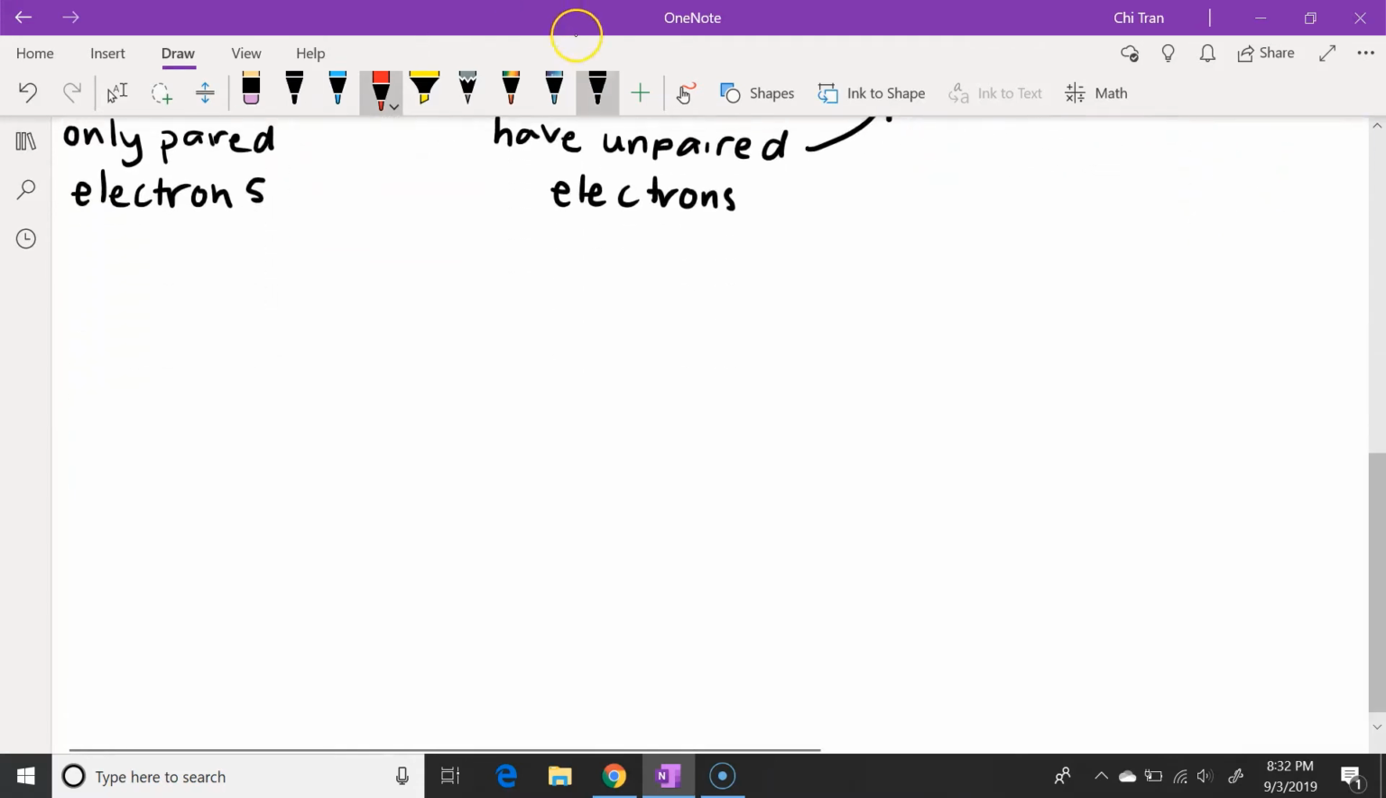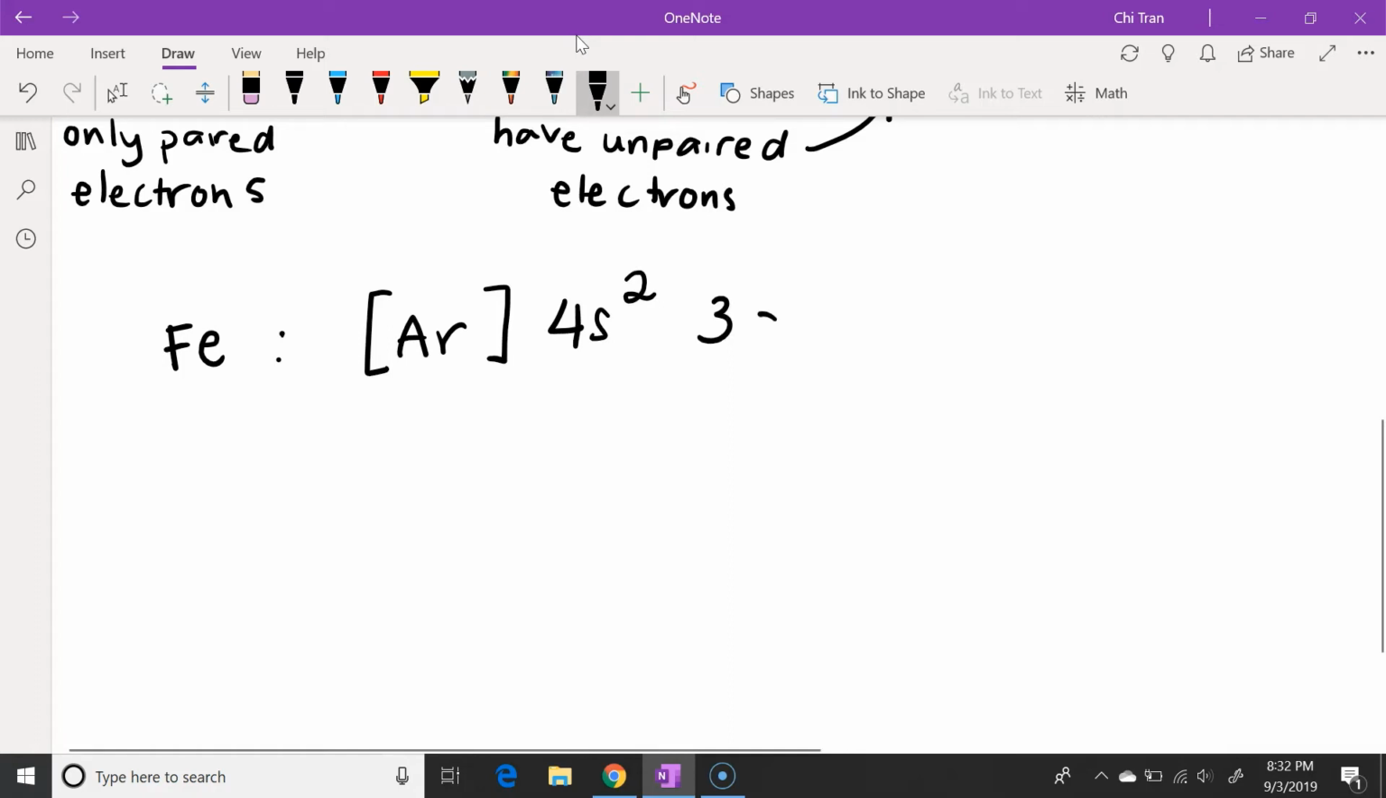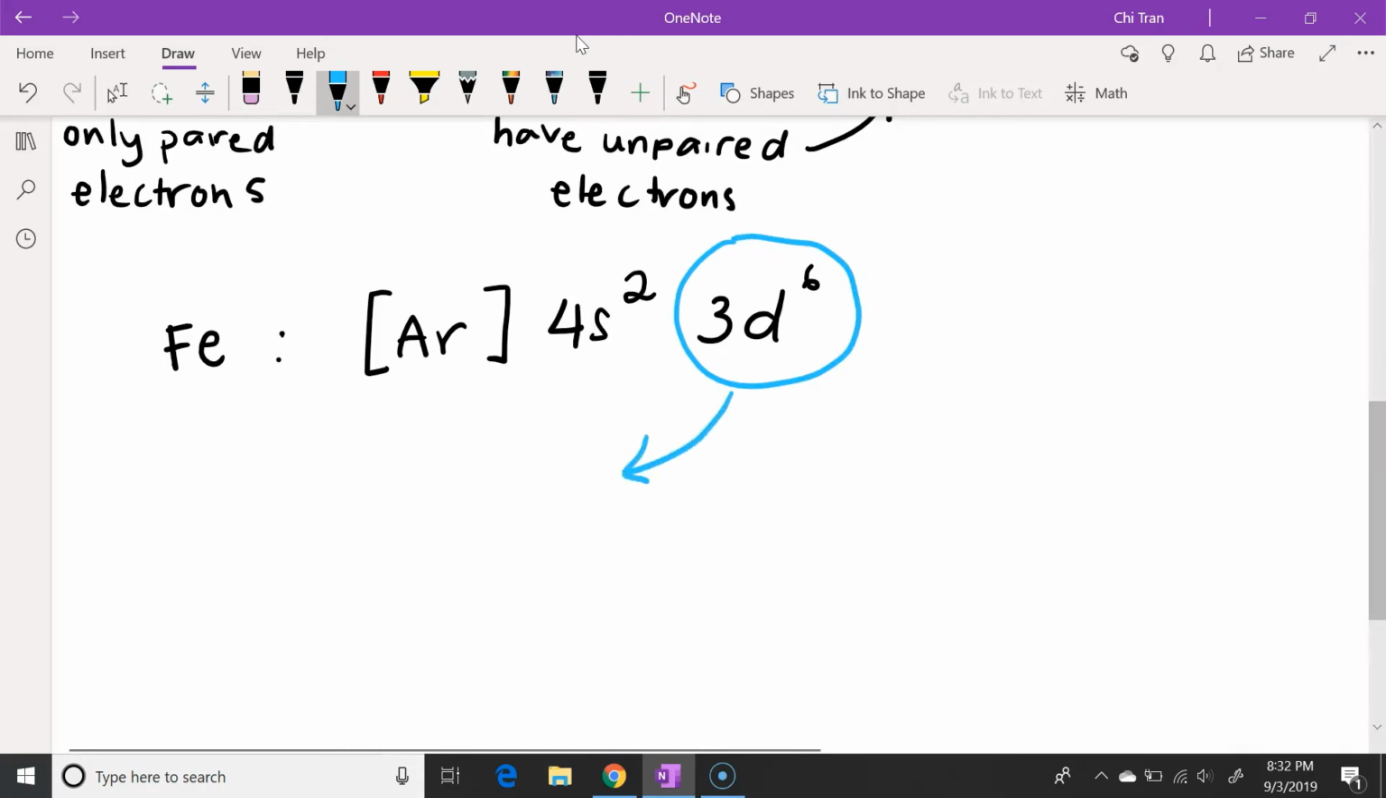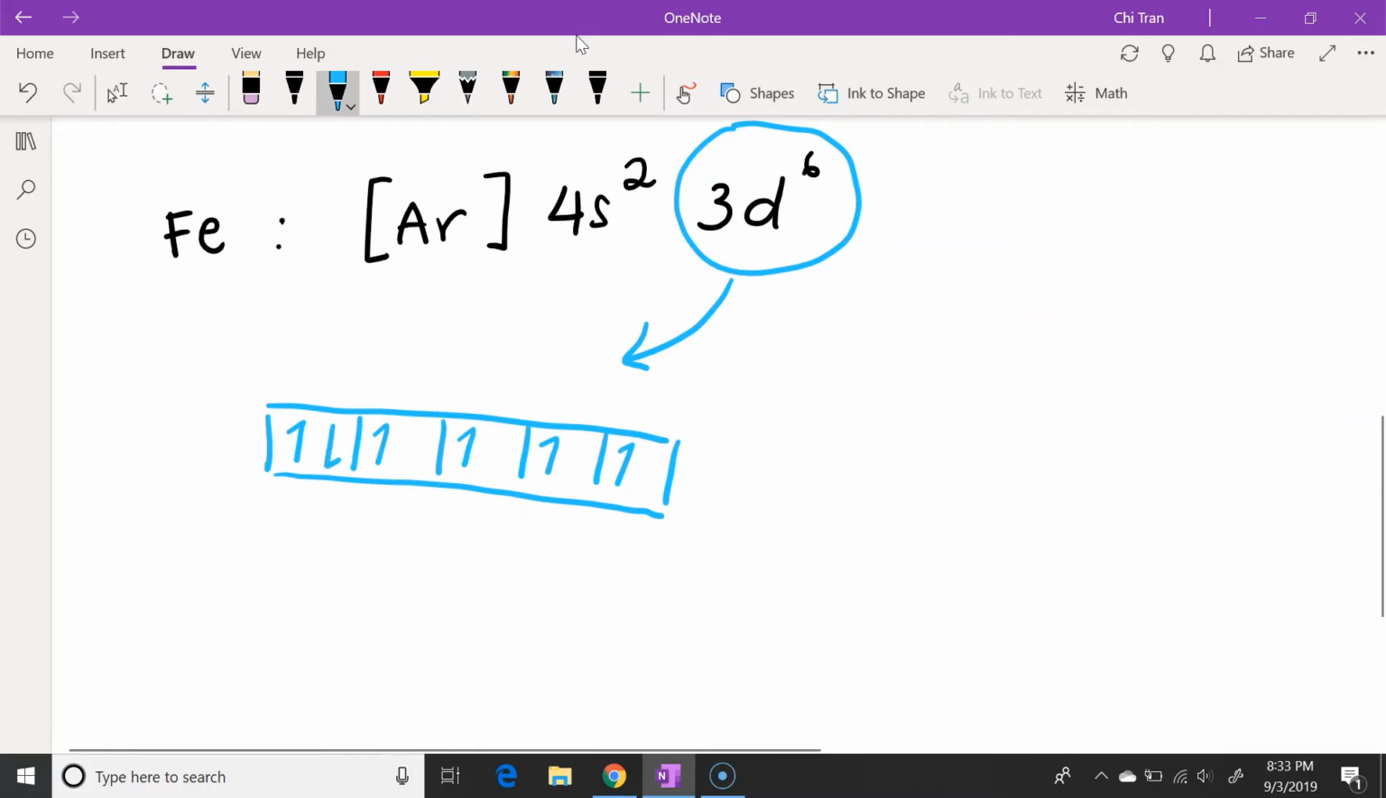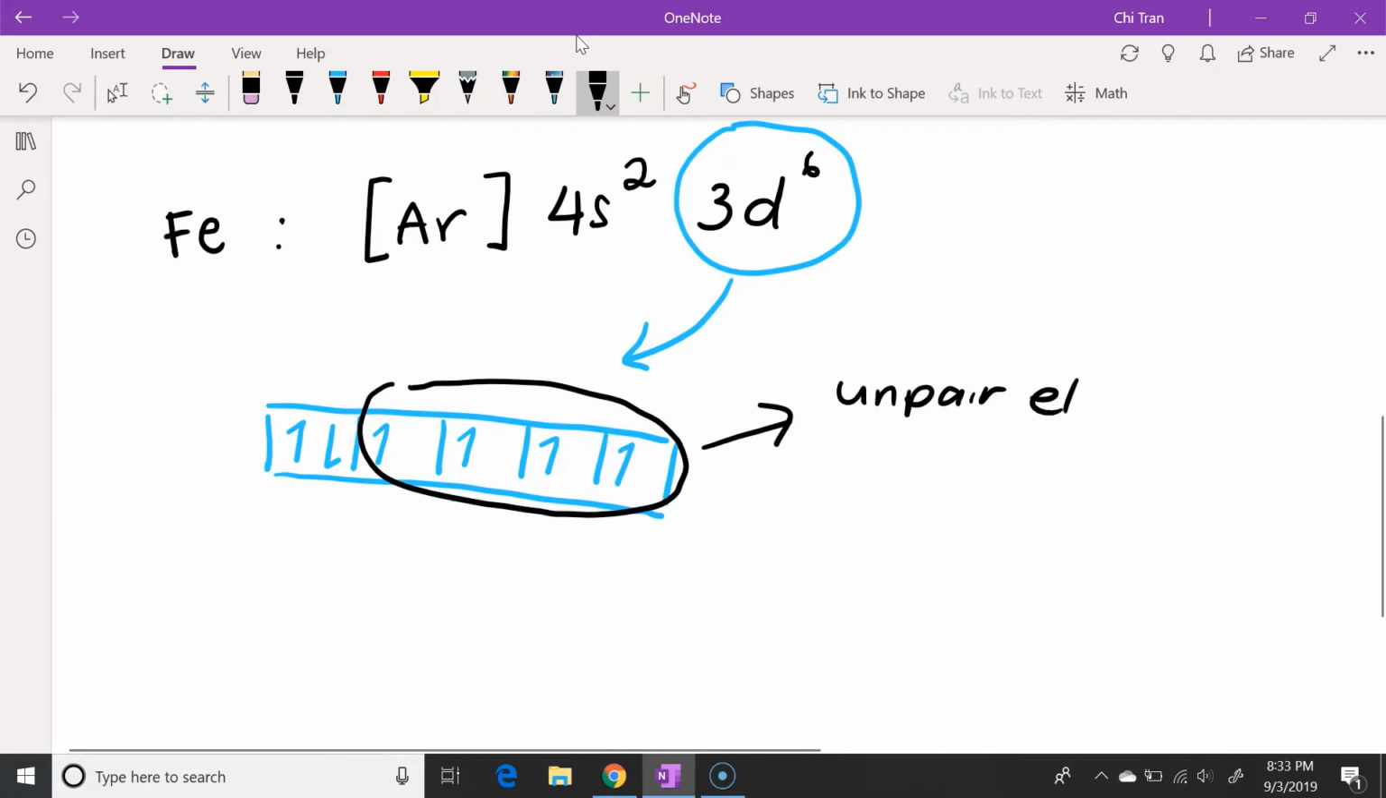So let's take a look at iron as an example. If we were to write out its condensed electron configuration, we would have something looking like this. We only need to focus on the d orbital, so let's look at 3d6 and draw it out. We can see when we draw it out, there are 4 unpaired electrons. And so the unpaired electrons do have the space to spin and behave like a magnet. Therefore, iron is paramagnetic.